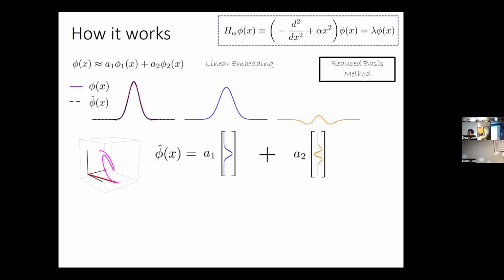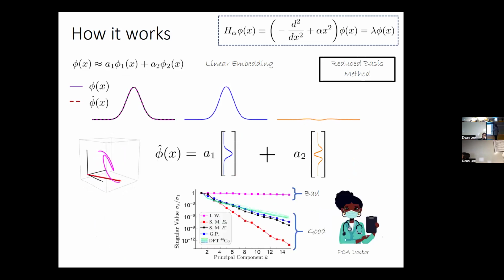Okay, as an animation, this is how it looks. This is my vector moving in my high dimensional space. This is my solution changing as I change the parameter. And these are the reduced bases multiplied by their appropriate coefficients. And that is how this looks.